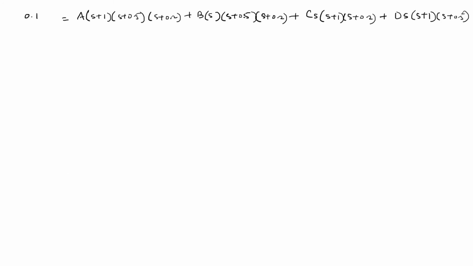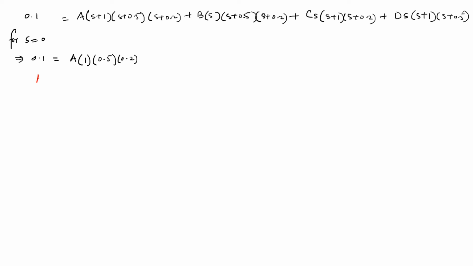Now if I plug in the value of s equal to 0, this would give me one of the coefficients, so that would be 0.1 equal to A into 1, then you have 0.5, then you have 0.2. The other terms over here, because there is this s multiplied with this whole term, are going to be eliminated. Similarly this as well as this. So you're only left with this expression, which is going to give you the value of A.